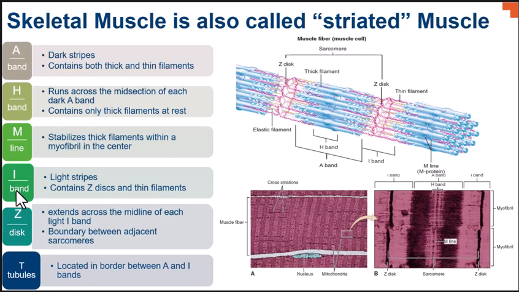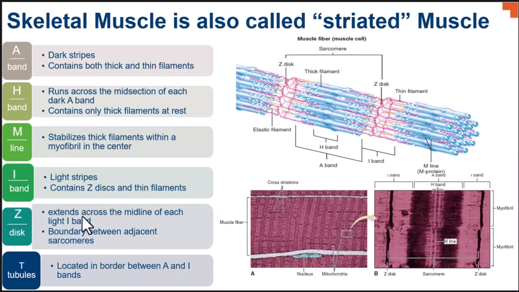Next up is the I band. The I band is shown here, and it would be shown here as well. And this is going to be the lighter zone that we would see microscopically. It contains those Z discs that I mentioned earlier, and it's composed as well of thin filaments. And we can see the pink filaments here that we know are the thin filaments. You can also see the I band in this image, again, the lighter component.